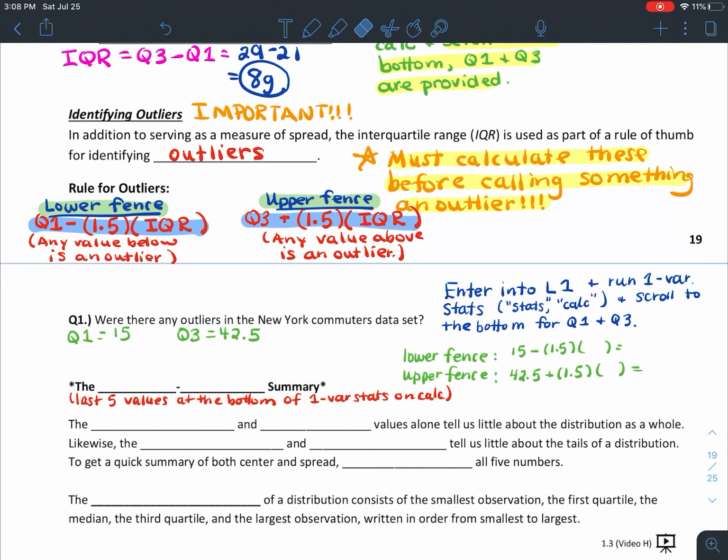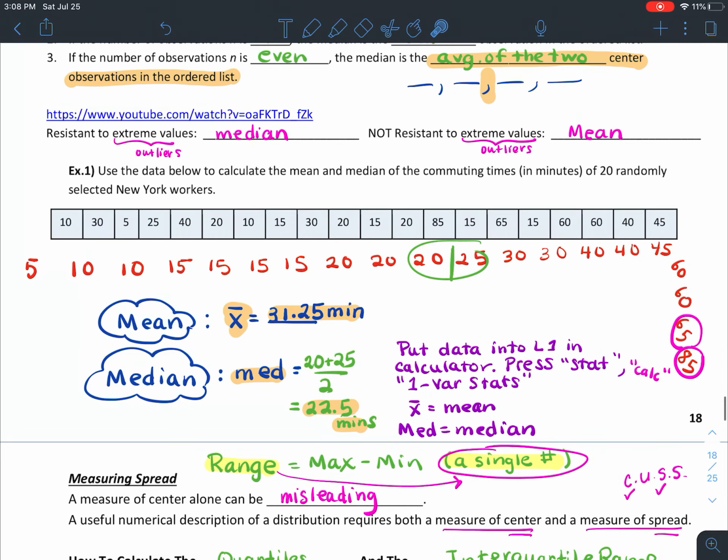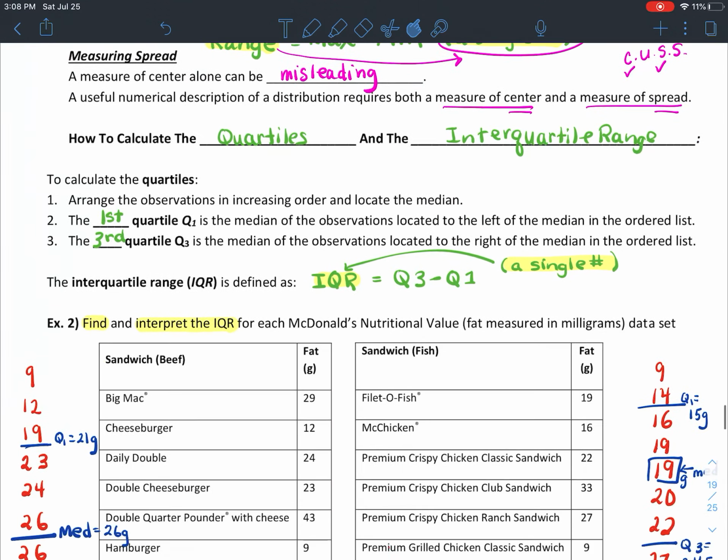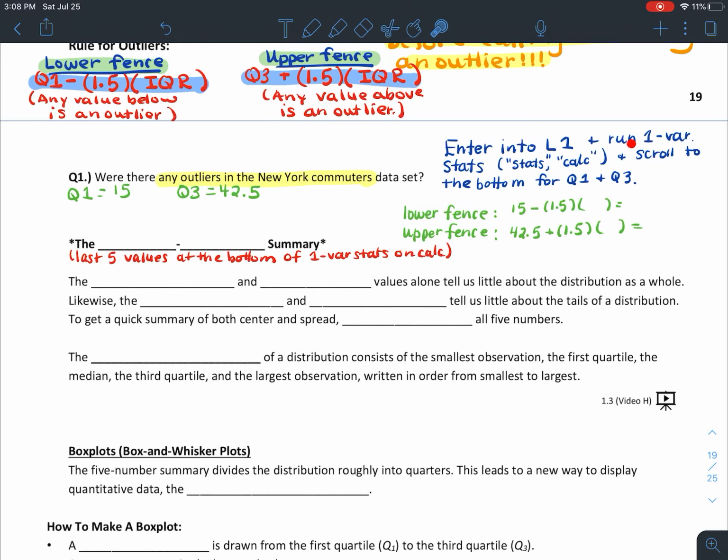The question is, were there actually any outliers in the New York commuter data set? I'm going to scroll back to that so you see what we're talking about. We're not talking about the grams of fat here. We're talking about this data set right here. What we would do is put all this data into L1 on the calculator.